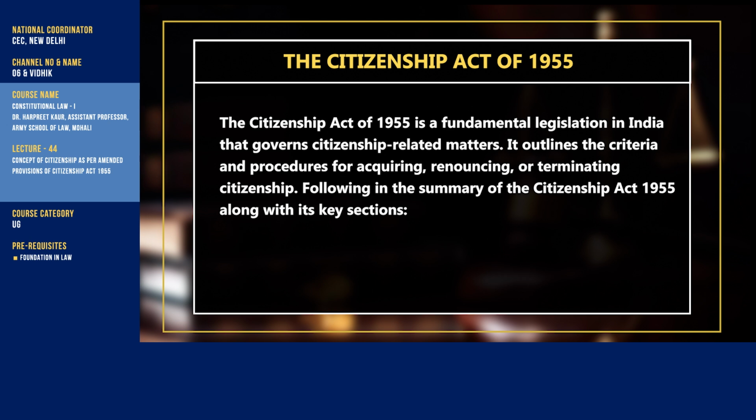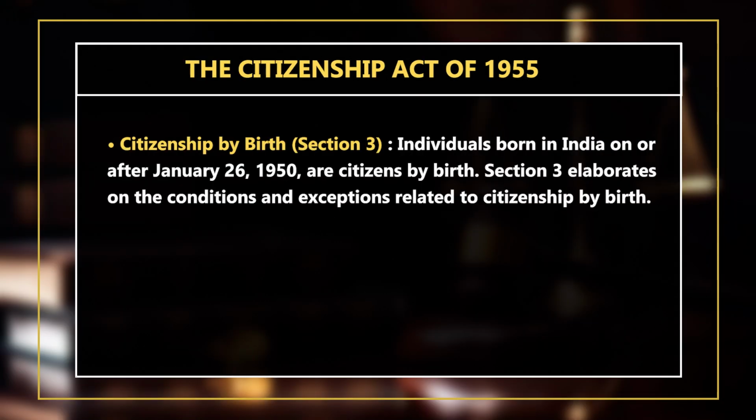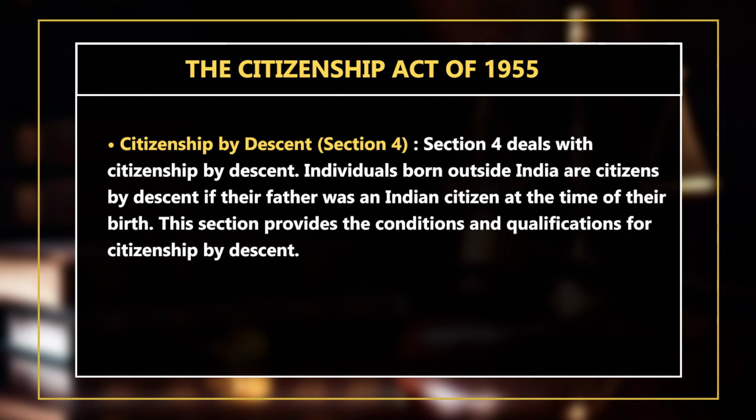Following is the summary of the Citizenship Act of 1955. First is citizenship by birth, which is given under Section 3. Individuals born in India on or after January 26, 1950 are citizens by birth. Section 3 elaborates on the conditions and exceptions relating to citizenship by birth. Citizenship by descent, Section 4. Section 4 deals with citizenship by descent. Individuals born outside India are citizens by descent if their father was an Indian citizen at the time of their birth. This section provides the conditions and qualifications for citizenship by descent.